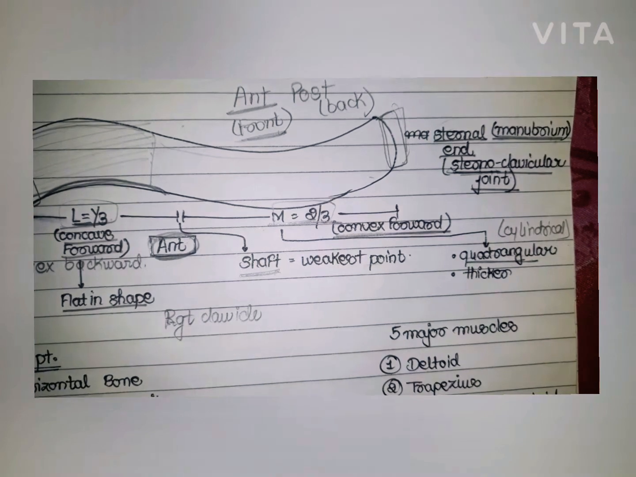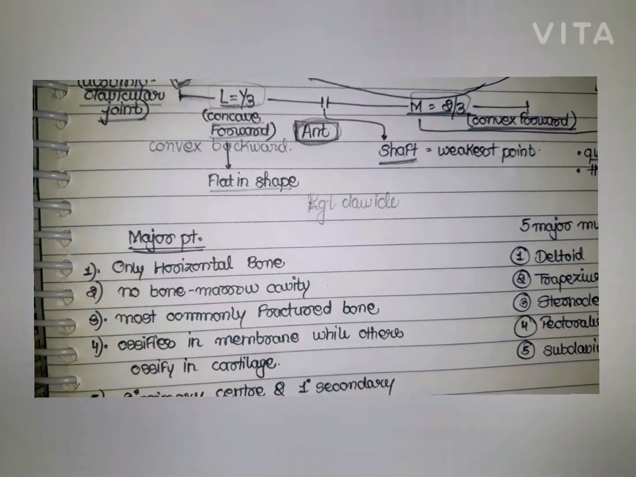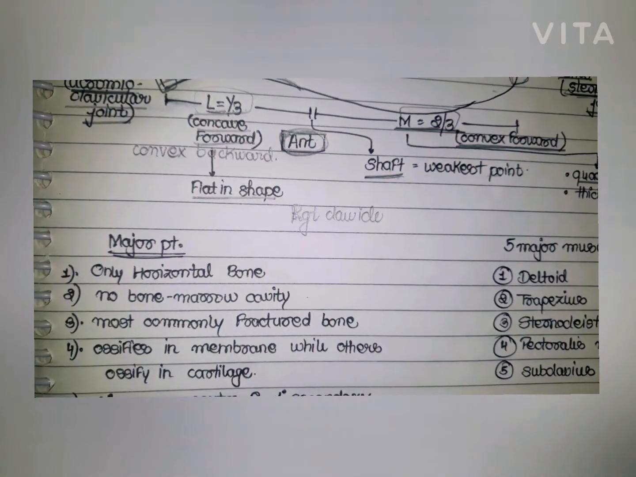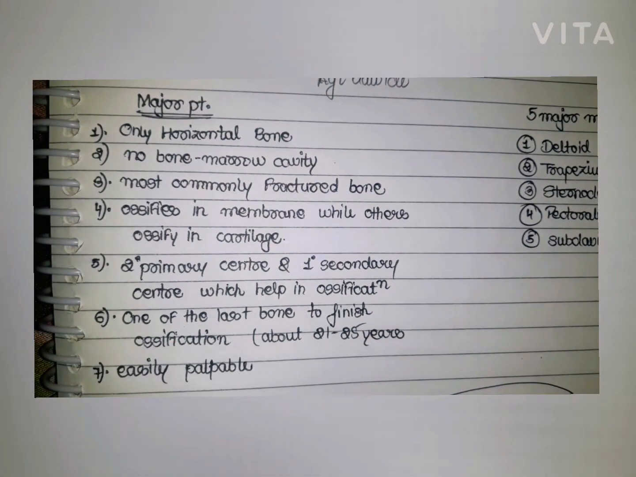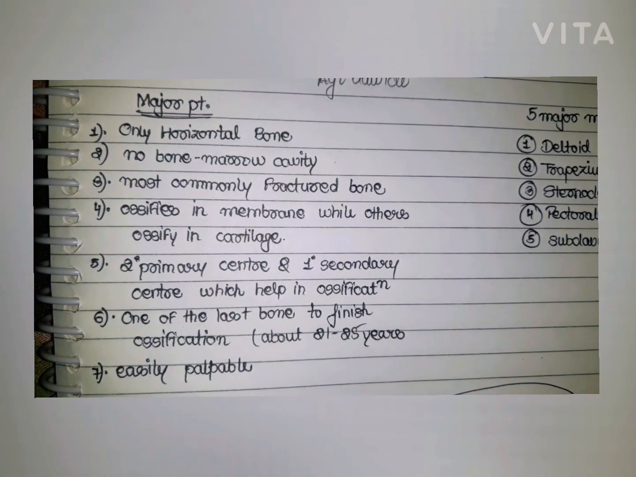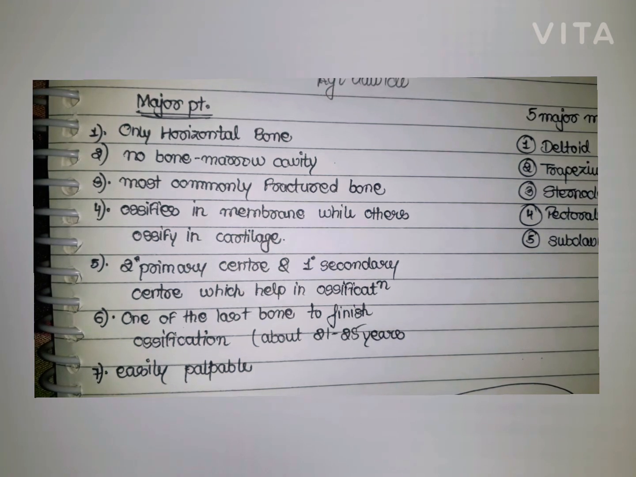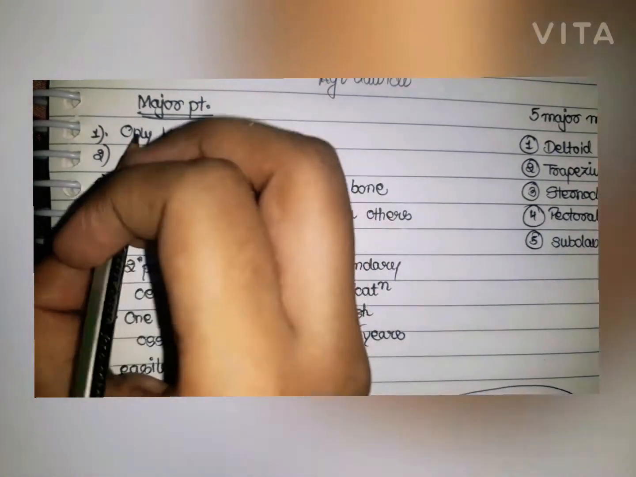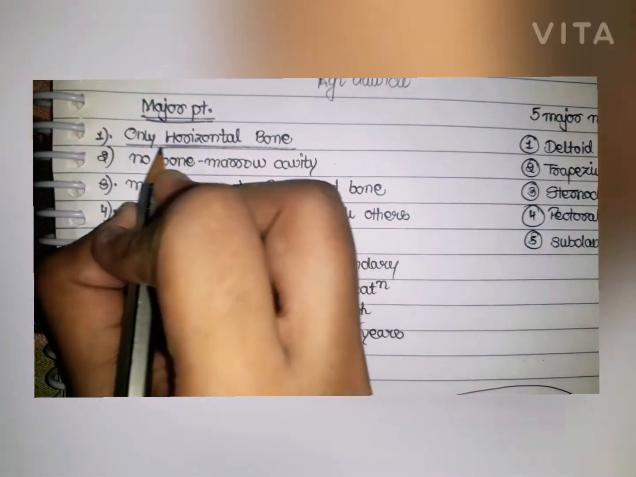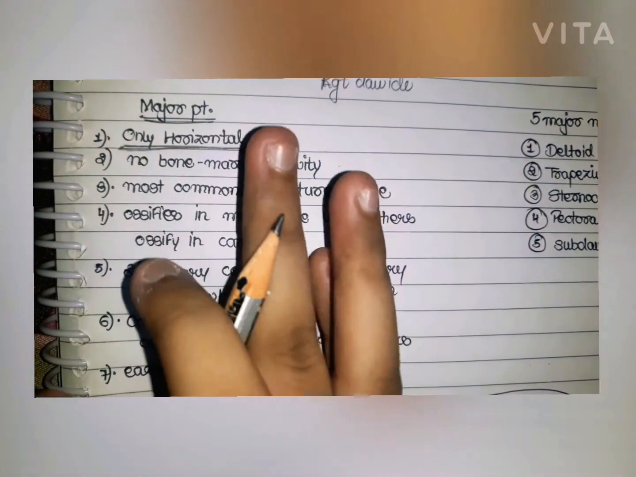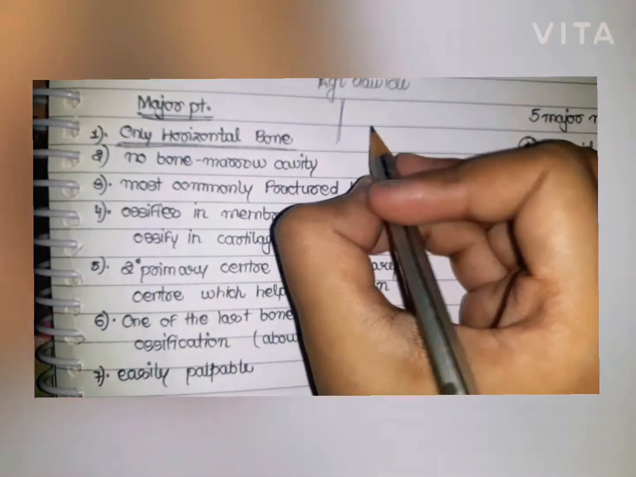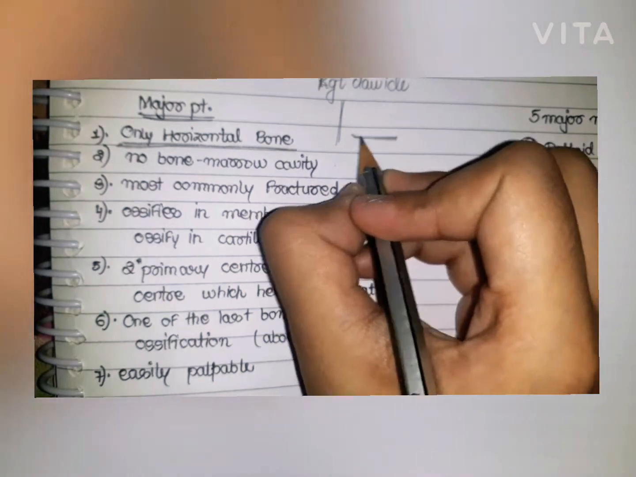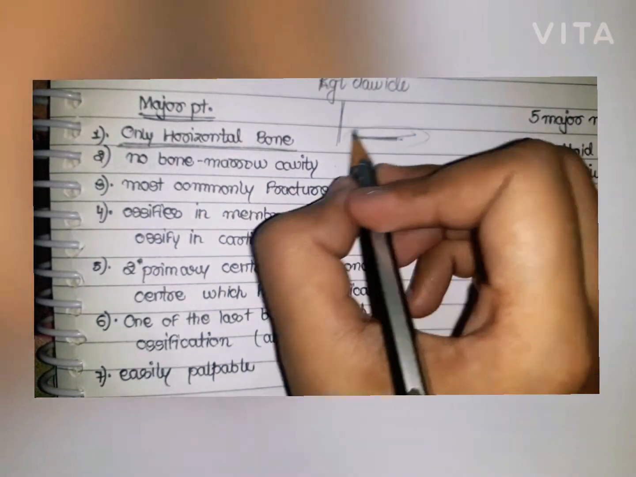To make anatomy of clavicle easier, I have covered the whole clavicle in 7 points, so that you can easily learn it and get through this topic more clearly. First point, it is the only horizontal bone in our whole body. All bones in our whole body are in vertical position, but this is the only bone which lies in horizontal position.